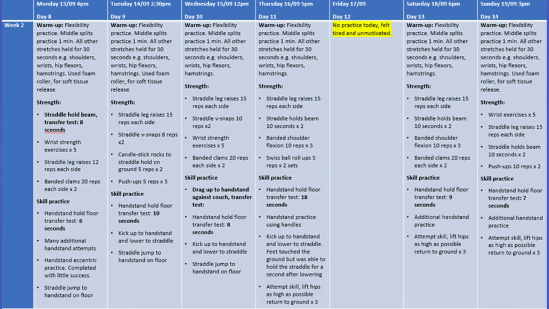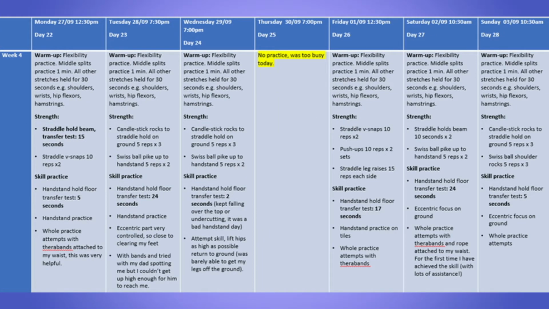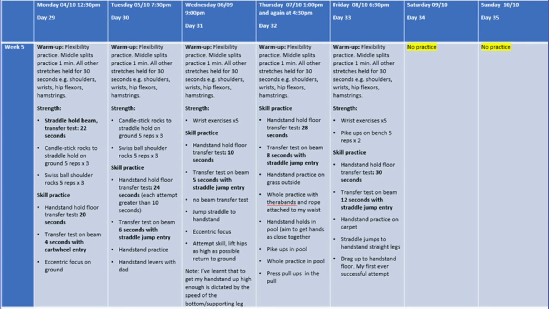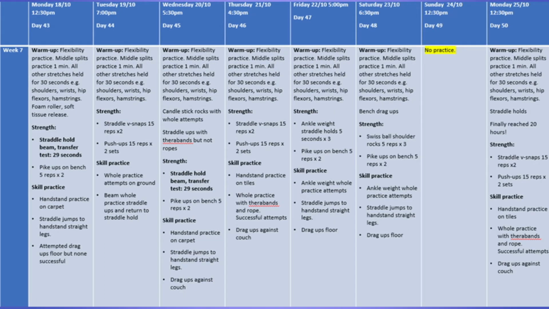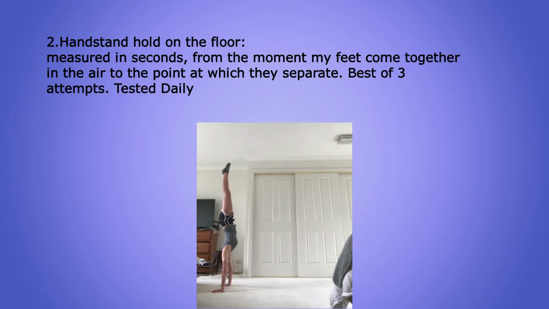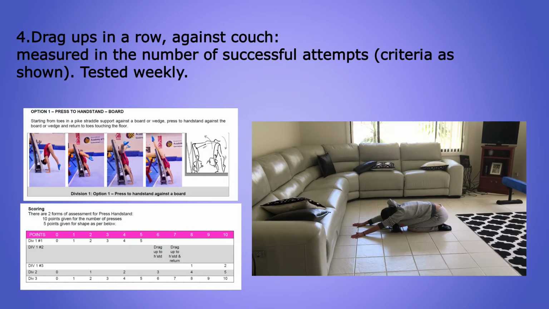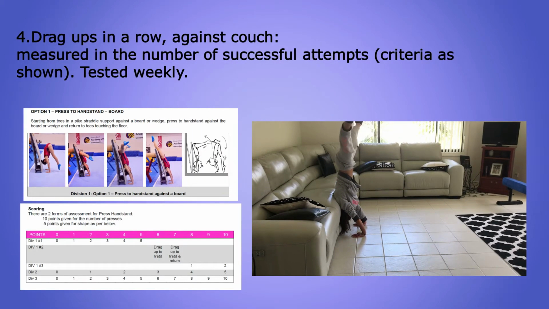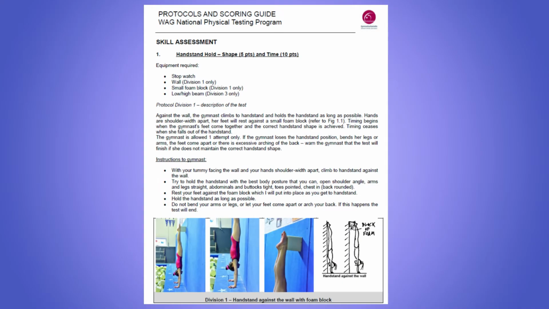Activities were generally planned on a daily basis, as I was not able to predict my rate of progression, considering the non-linear nature of skill acquisition. Therefore, transitioning to more difficult skills was reliant on performance in transfer tests. These included the straddle hold on beam, handstand hold on the floor, handstand hold on the beam, drag ups in a row against the couch. These were largely adapted from strength testing protocols developed by Gymnastics Australia for the purpose of tracking athlete progress.